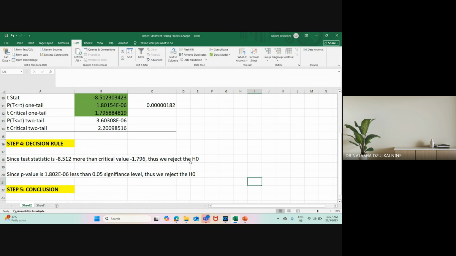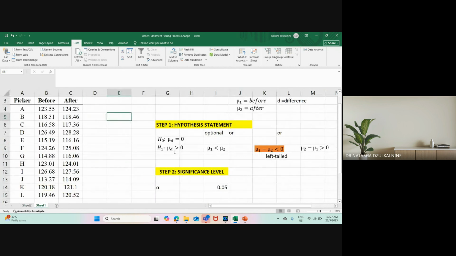The analogy behind the minus 8 and minus 1 is that you just need to know which one is more, is it 8 or 1? Of course it is 8. That's why we say more than. And then for the p-value, since the p-value is 1.802 e minus 06, less than the 0.05 significance level, thus we reject the null hypothesis. When we have our decision rule, we go back to our hypothesis.